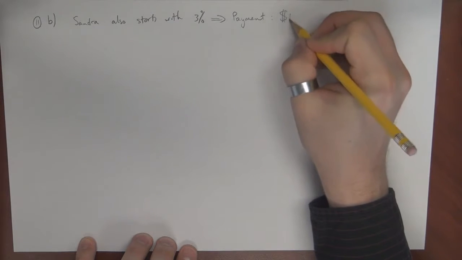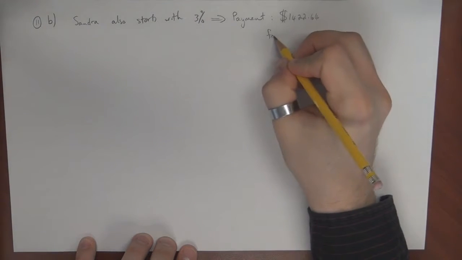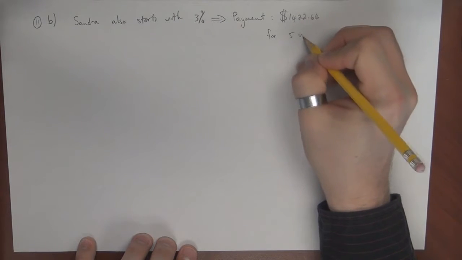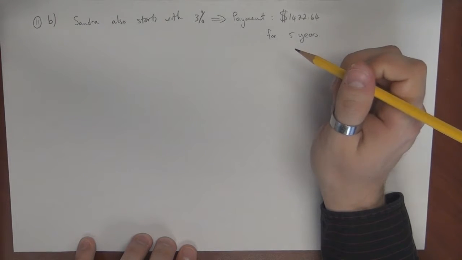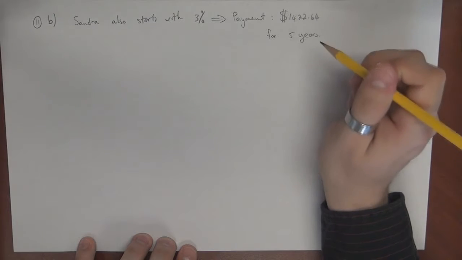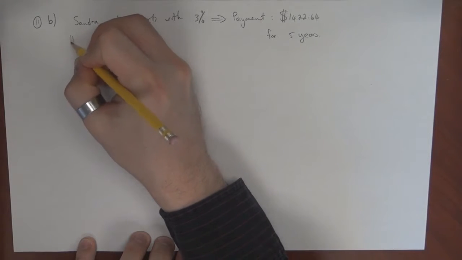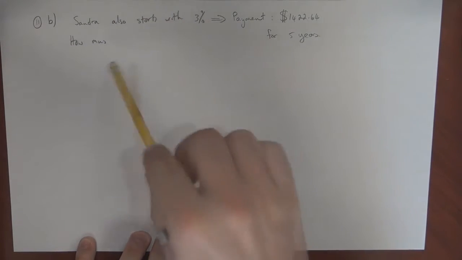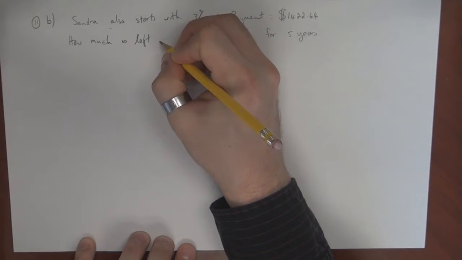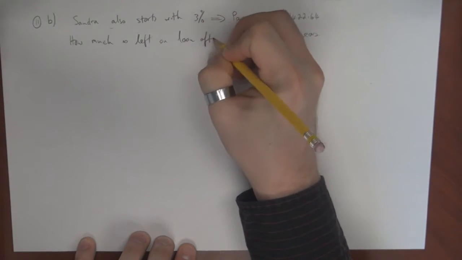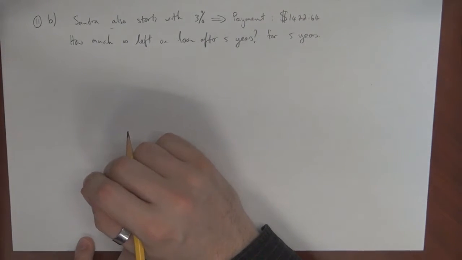So her monthly payment is going to have the same calculation as in part A. Her monthly payment is going to be 1422.64. But she's going to do this only for 5 years. Then everything gets recalculated. So we have to know how much is left on the loan after 5 years, when she sits down and recalculates to see her payment.